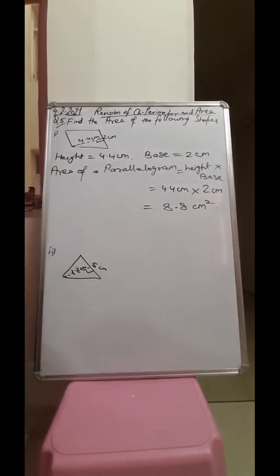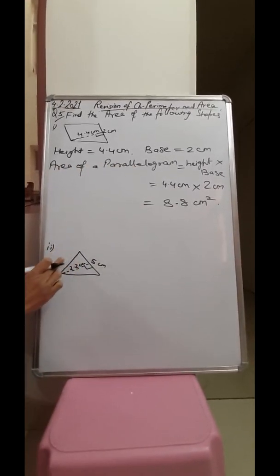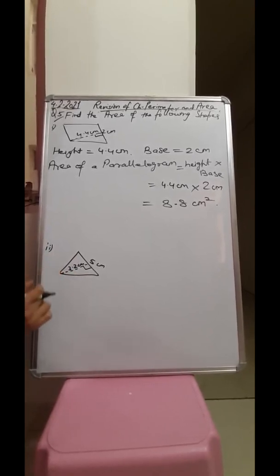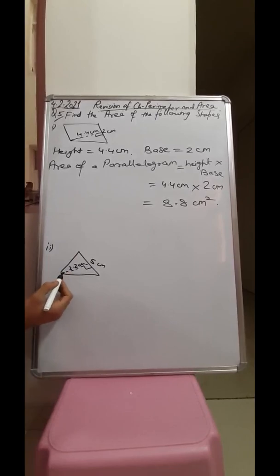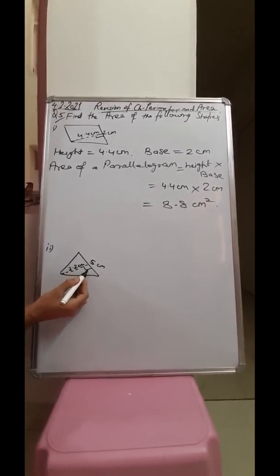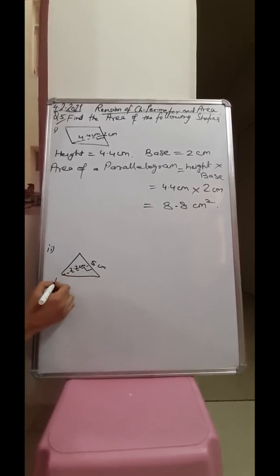Now the next figure is in the form of a triangle. Again in this triangle, this is a perpendicular side that is making an angle of 90 degree, and this perpendicular side is again a height.